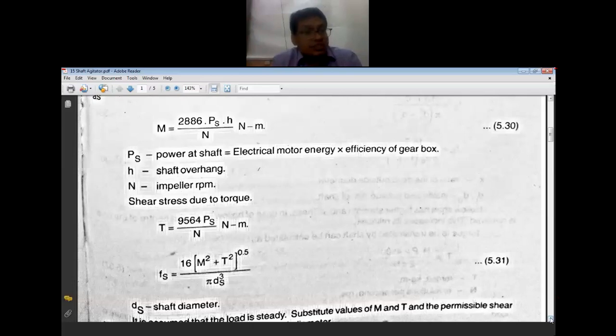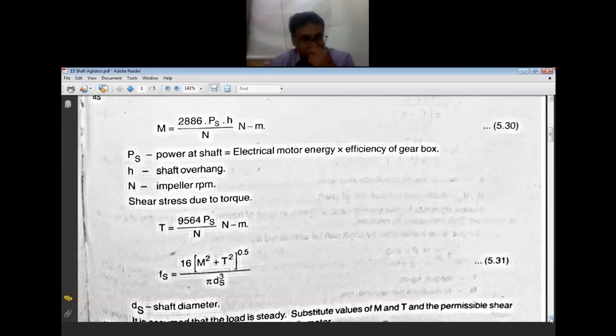So shear stress due to torque is calculated as T equal to 9564 into PS upon N, where torque has the unit of Newton meter, N is in RPM, and PS is the power.